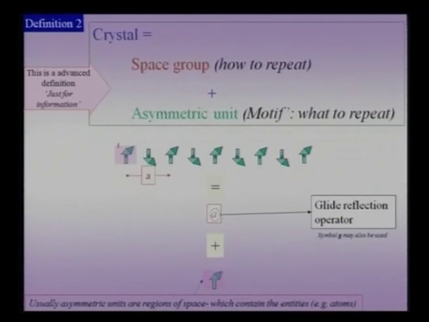I will use this more refined definition of a crystal, and in this case my space group operator would be a glide reflection operator. G is used as a symbol for it sometimes. And what does the glide reflection operator do? Suppose I have a repeat unit A, the glide reflection operator moves the asymmetric unit by distance a by 2 and inverts it. It moves it by a by 2 and inverts it, moves it by a by 2 and inverts it. So, we have seen that this is the property of a glide reflection operator.